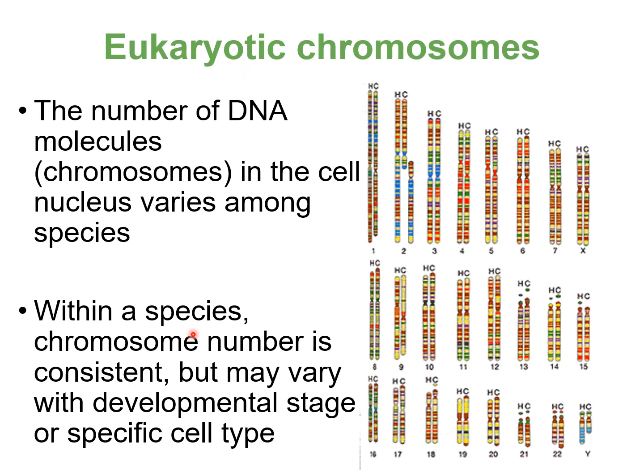So within a species, the chromosome number is consistent, but can vary with developmental stage or specific cell type. There are also things that happen like having an extra chromosome. So an extra chromosome would be like folks that have Down syndrome. It's referred to as trisomy, and that is one example of it.